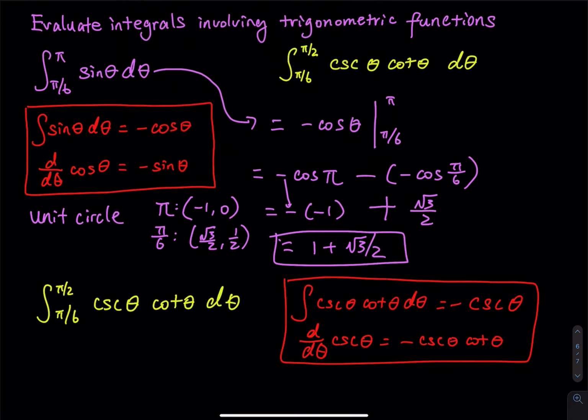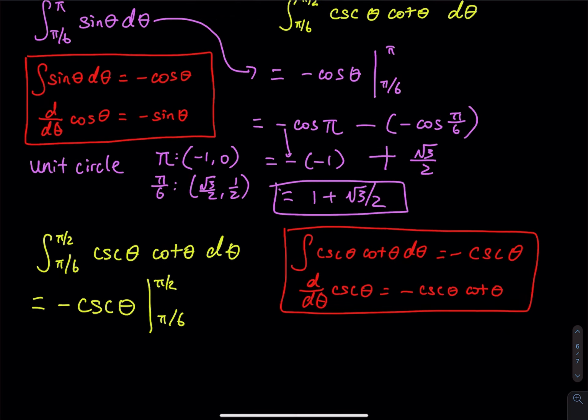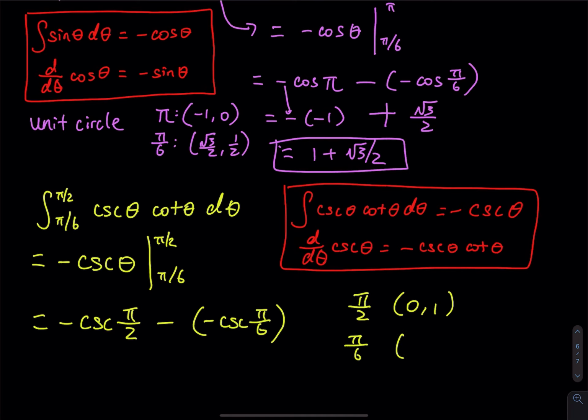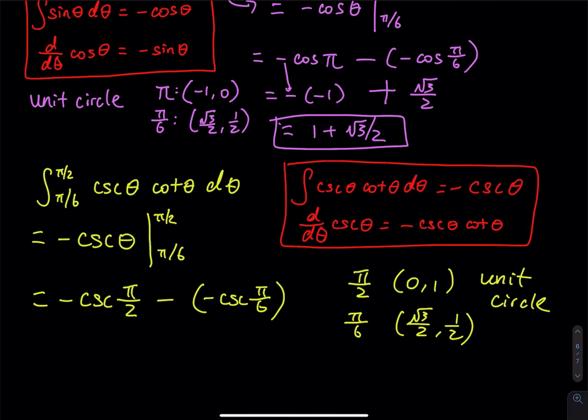So we have negative cosecant theta, and then the upper limit and lower limit, and then you plug in, right? So that is equal to negative cosecant pi over 2 minus negative cosecant pi over 6. So pi over 2, the coordinate in the unit circle is 0, 1. And then pi over 6 in the unit circle is root 3 over 2, 1/2. If you have no idea what this is, you have to review the unit circle. That is from trigonometry.